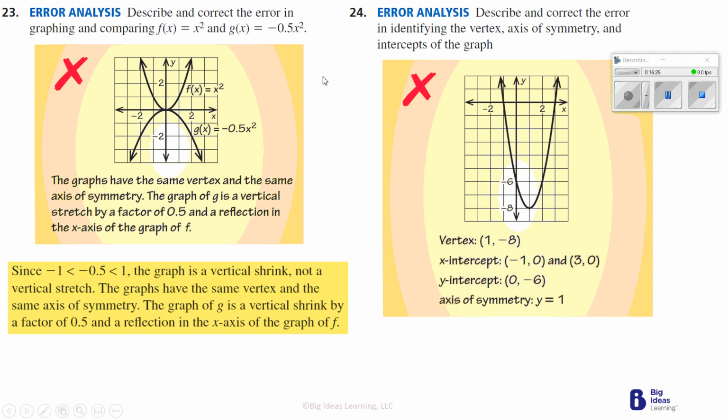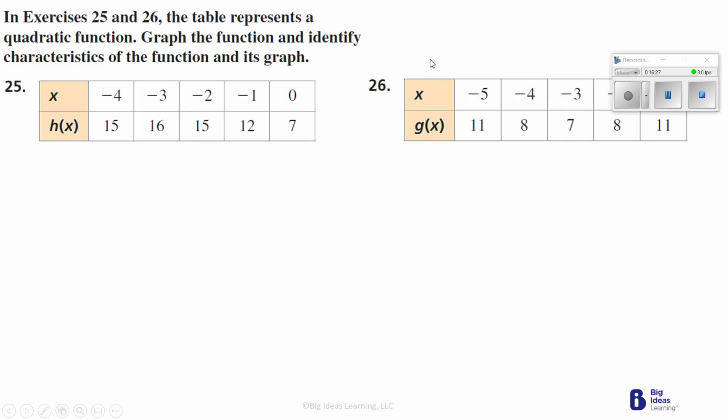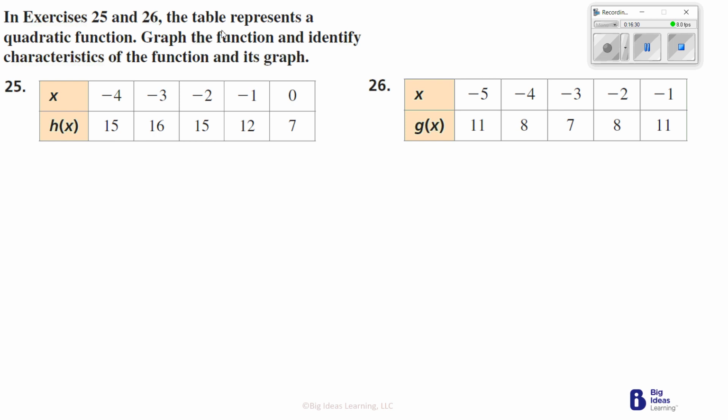All right, let's go to number 25. It says the table represents a quadratic function. Graph the function and identify the characteristics of the function and its graph. Well, if I was going to go ahead and graph this, I'm going from here, right, to here. Noticing the numbers are becoming the opposite, right? They're turning into a positive number. So I know there's going to be a reflection there.